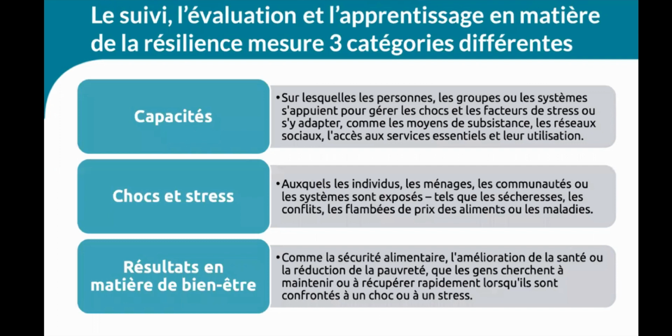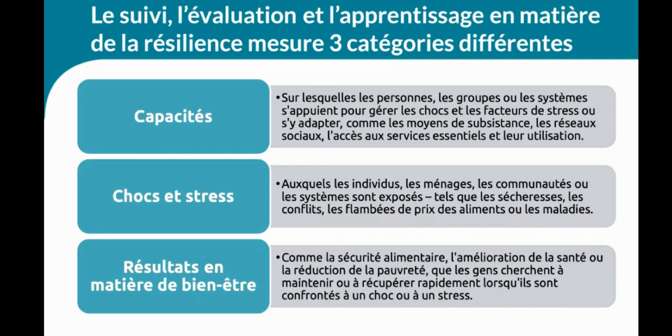So there are overall three different categories of what we're measuring using the recurrent monitoring survey. And we're looking at capacity. So those are those things that individuals, households, groups, and systems actually draw upon to manage or adapt to shocks and stresses. So this could be women's empowerment, livelihood opportunities, social capital, social networks, access to use of essential services, because this could be access to early warning systems.